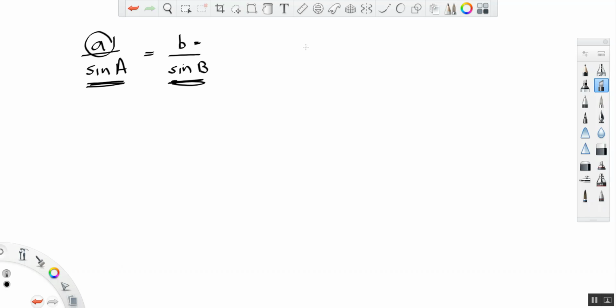Similarly, let's do that again. If we had a on sine A equals b on sine B, let's say we wanted to find an angle, then you'd need to know two sides, and you'd need to know another angle. All right, so that sort of gives you an idea. Finding a side, you need two angles and another side. Finding an angle, you need two sides and another angle. Okay, that's using the sine rule.